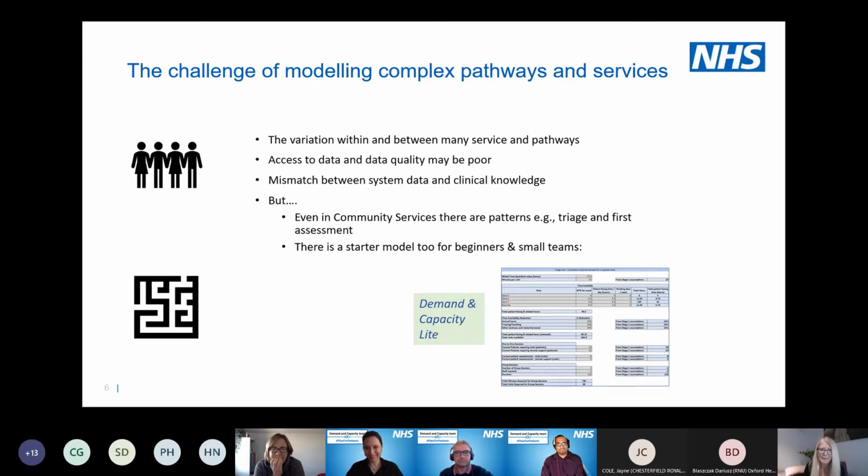We've introduced a starter model because we found that in community services particularly, and myself included, our knowledge of demand and capacity modelling is not at the level maybe you see in hospitals, because of the data and because of the challenges that there are in the community. So we've developed a light version that can be done by anybody in teams, and is a really good starter. So you're welcome to use that as well.